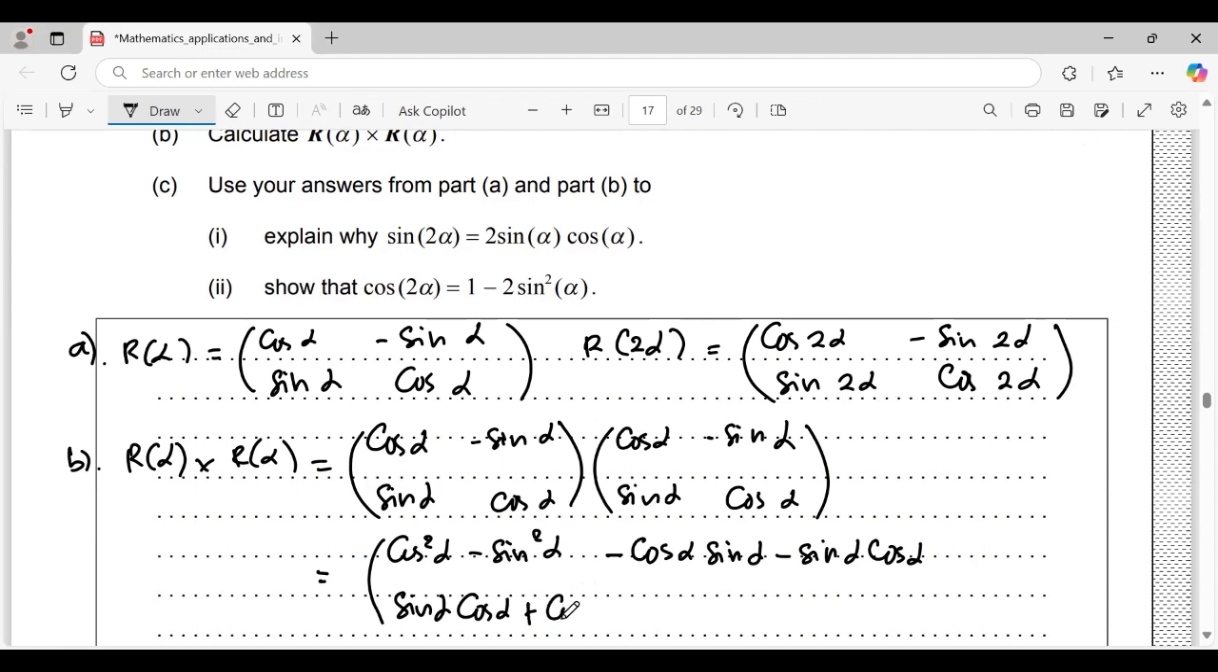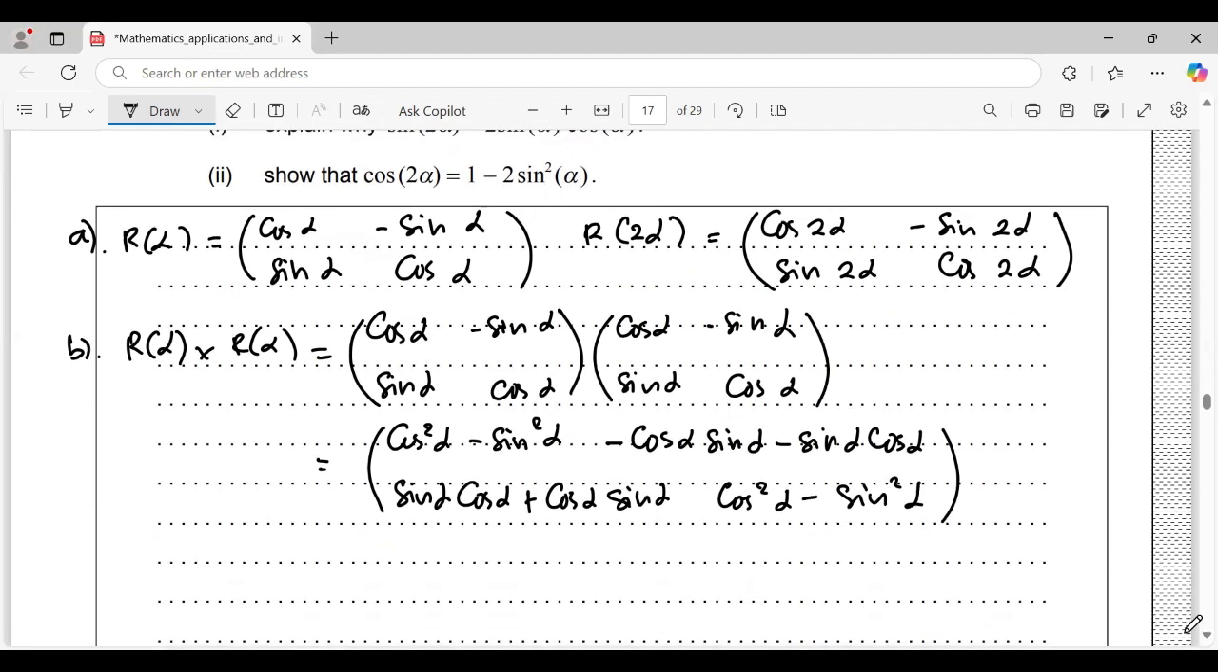In the bottom row, sine alpha cosine alpha plus cosine alpha sine alpha, and then cosine squared alpha minus sine squared alpha. So the top left is cosine squared alpha minus sine squared alpha. Okay, so this is the result.